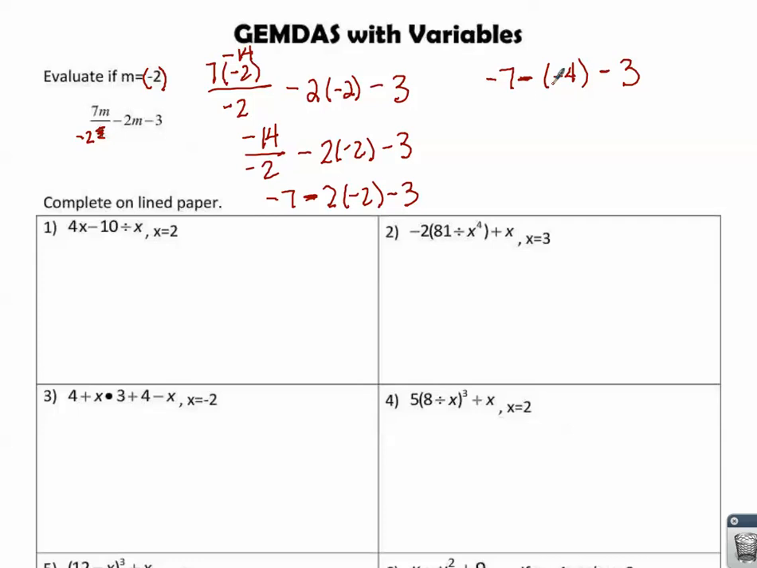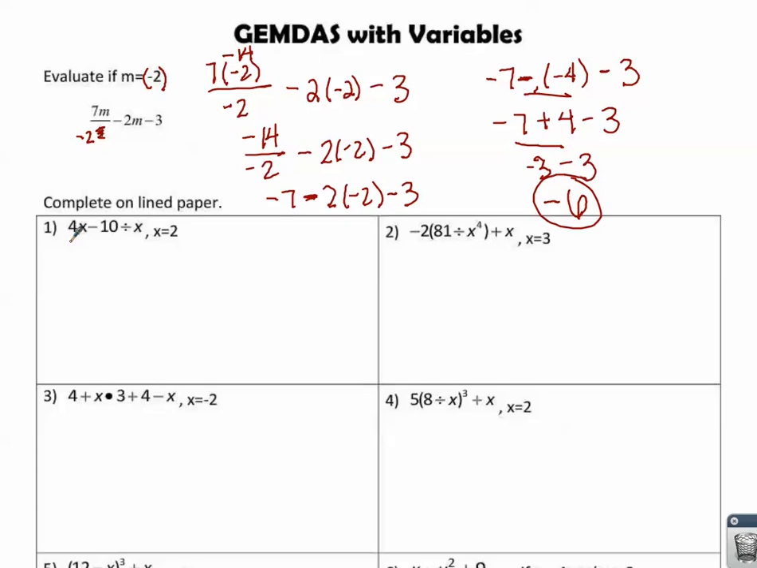Let's simplify. I'm going to simplify the minus and negative. So it states -7 plus 4 minus 3. Now you want to add and subtract from left to right. So -7 plus 4 is -3. Bring down your minus 3. -3 minus 3 is -6. Circle your final answer. Let's try a couple more problems.